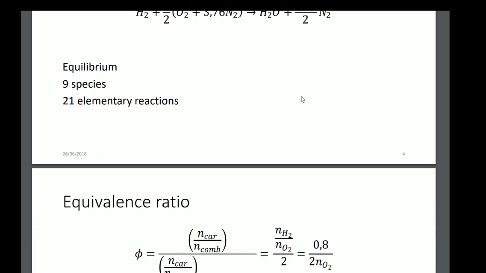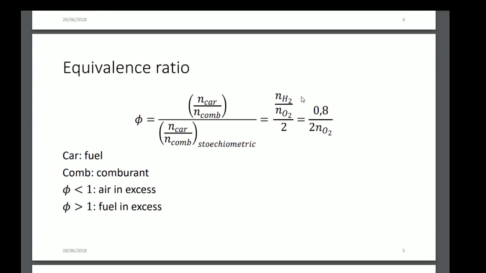And we define the equivalence ratio as a variable used for combustion physics, that is the quantity of matter of carbon fuel, so carburant, divided by the quantity of matter of comburant, divided by the same thing but in stoichiometric reaction. So by simplifying in our example, we get this. What I call car is carburant, which means fuel, and comburant means comburant, I explained it earlier.